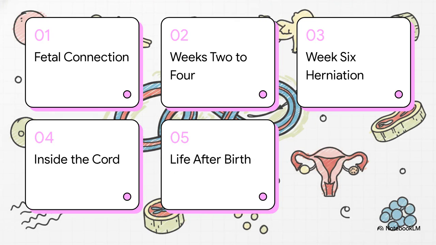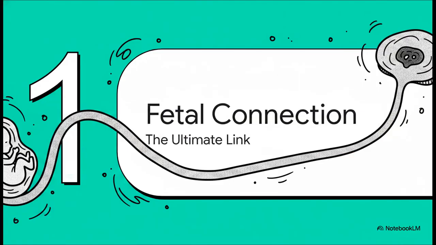We'll start with the ultimate fetal connection, march week by week from weeks 2 to 4, check out a really bizarre but totally normal event at week 6, take a look inside the cord itself, and finally see what happens to all this architecture after birth. Let's kick things off with section 1, the ultimate fetal connection.